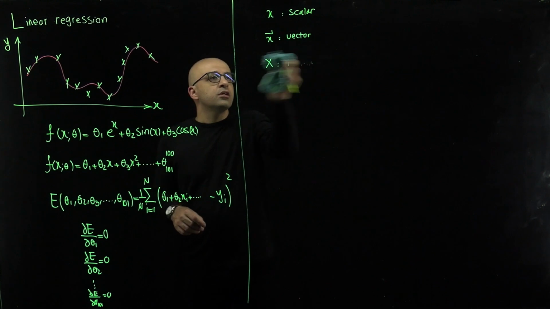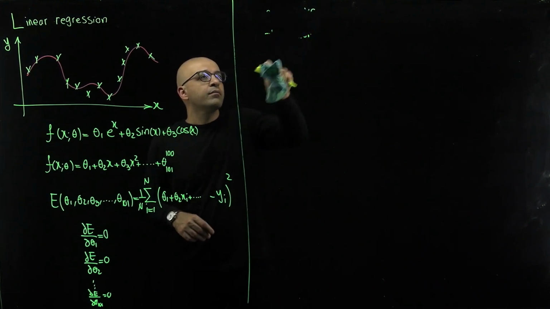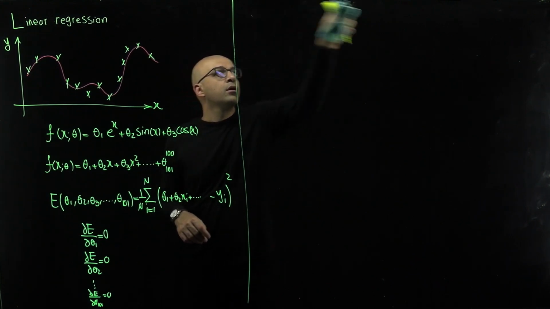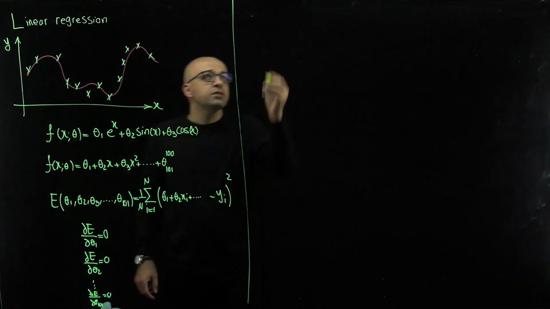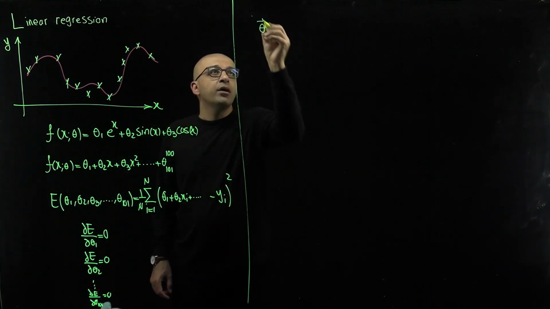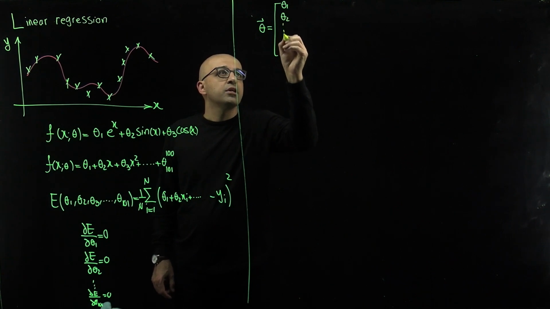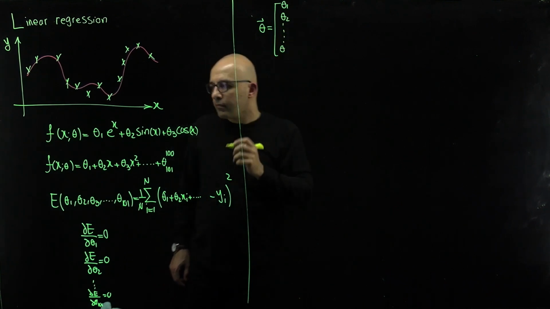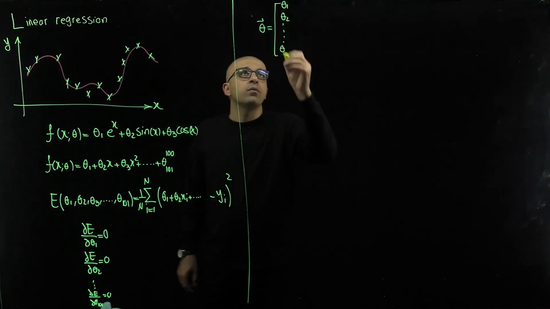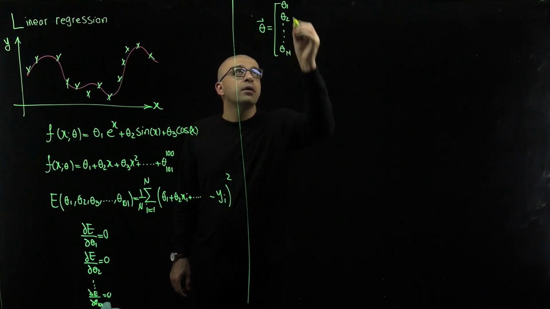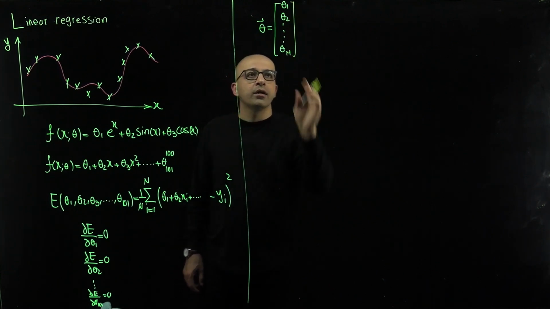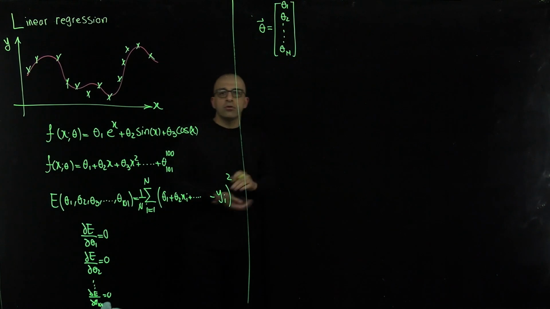Using this notation, let me introduce this. The vector of parameters, I'm going to show it with a vector. So whenever we have the vector theta, what we mean is theta 1, theta 2, all the way to theta m, where m is the model complexity, or the number of parameters that show up in the model that we have chosen.